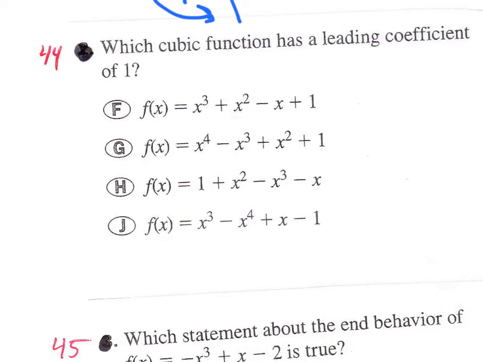Okay, here's an observation problem. Which cubic, cubic being the key word here, has a leading coefficient of 1? So take a look at which one of these F, G, H, or J is a cubic, and then which one has a leading coefficient of 1. Look at them very carefully.